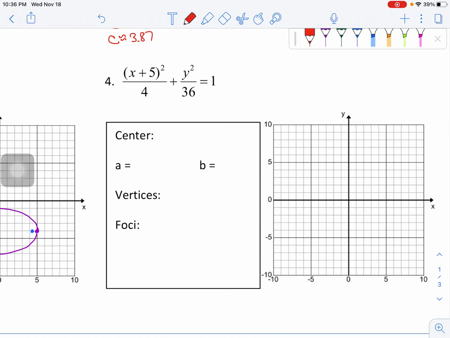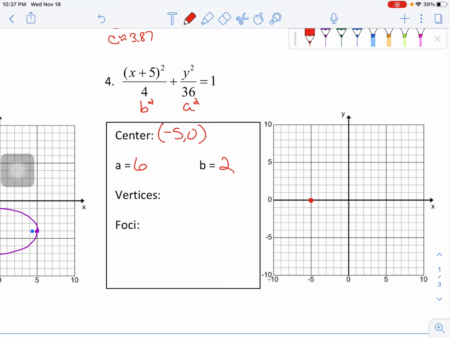All right, problem number 4, last one on this page, and then this video will be cut and I will make a separate video for page 2. Let's see what we've got here. Center first, -5, 0. We've got b squared here and a squared here. Remember, a squared is always the bigger number. All right, so let's see, we've got 6 and we've got 2.